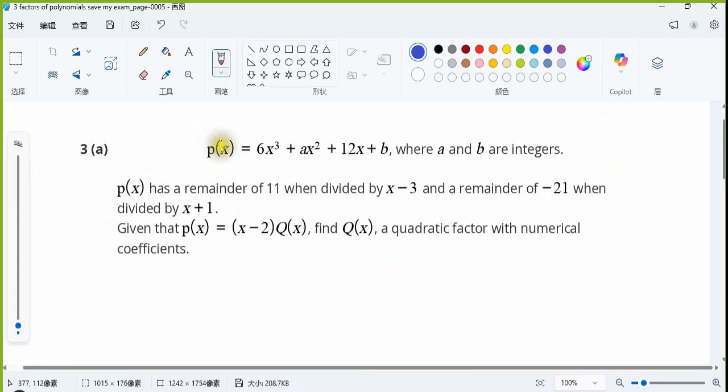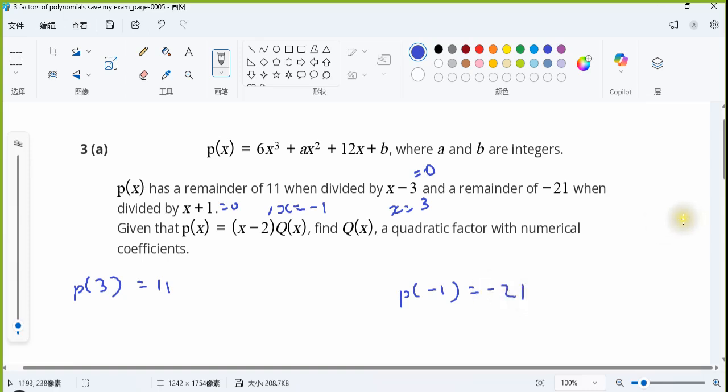Question number 3, Px equal to 6x cubed plus ax squared plus 12x plus b. A, b are integers. Remainder of 11 when divided by x minus 3. So x equal to 3. So we have the P of 3 equal to 11. So x equal to negative 1. So we have the P of negative 1 equal to negative 21.